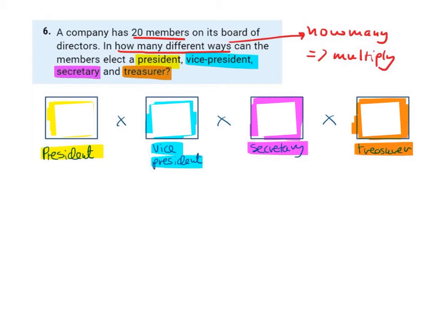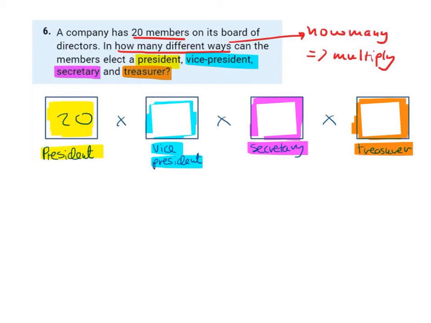So remember, we have a president, a vice president, a secretary, and a treasurer. So there's 4 different positions in total. So I've got 1, 2, 3, 4 boxes set up. Again, it says in how many different ways. So how many means multiply. So I've got multiplication symbols in between each box. So we've got 20 members to choose from. So for the president, we have a choice of 20 people.